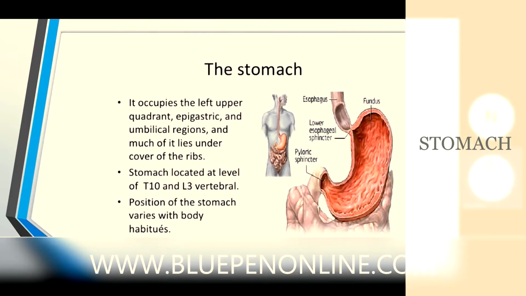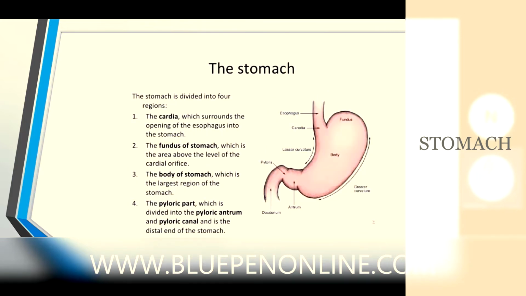Then where it is situated in your abdomen, that is in the left upper quadrant, epigastric and umbilical region, and most of the parts of the stomach are under the cover of the ribs, and the stomach is located at the vertebral level T10, T11, T12, L1, L2, L3. So this much vertebral level this organ extends, and according to the position of the body, the size and the position of the stomach will be varying.